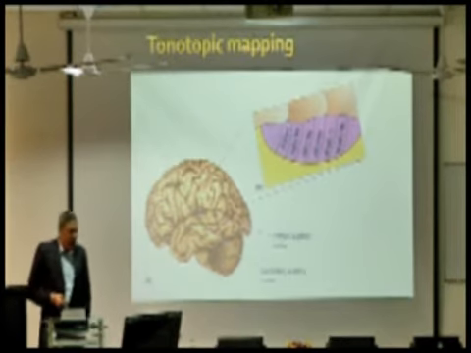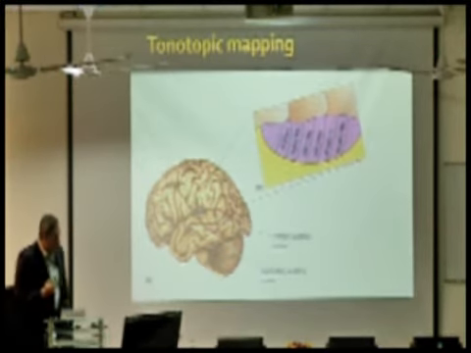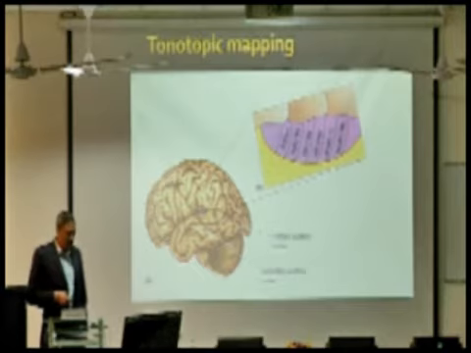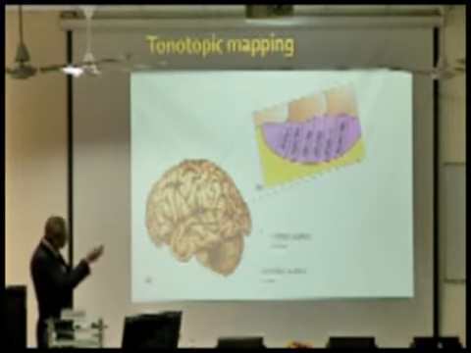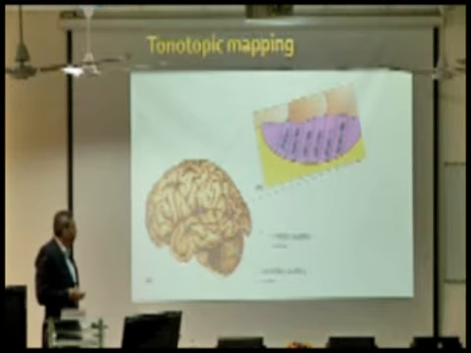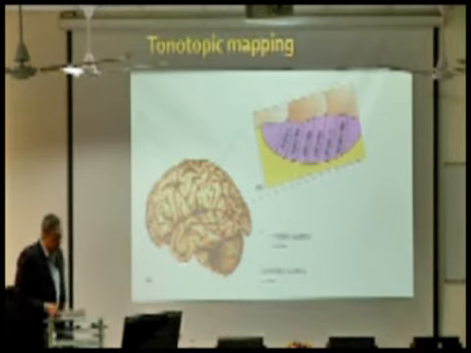The same story repeats in the case of hearing, and this is called tonotopic mapping. What you find is that in the auditory cortex, there is a proper organization in which the frequencies are separated out from the auditory signal that we have.